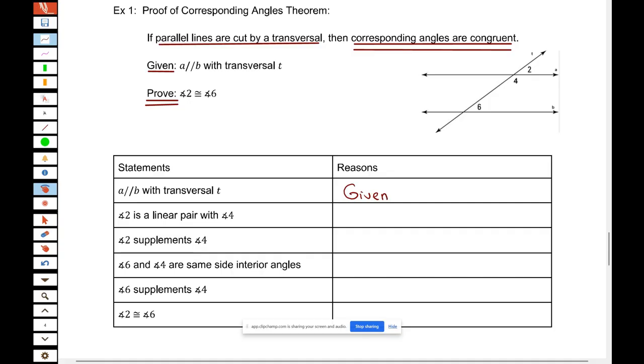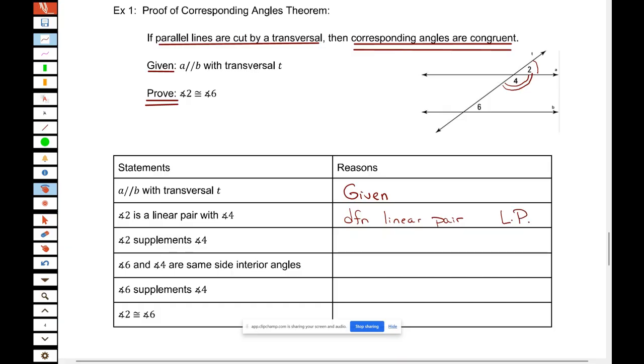All right, step 2. Angle 2 is a linear pair with angle 4. Well, if I look at angle 2 and I look at angle 4, they are adjacent angles that make a straight line, so that's the definition of a linear pair. Okay, and I will be abbreviating linear pair with LP, okay?